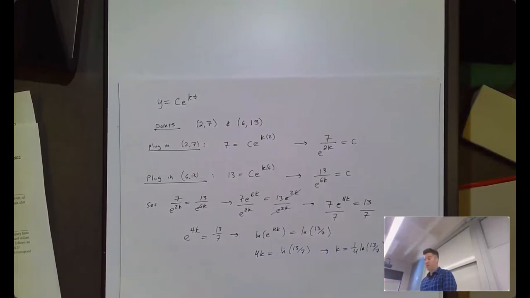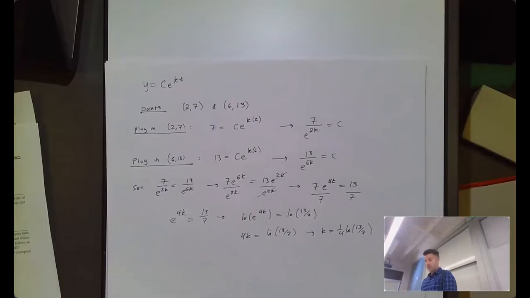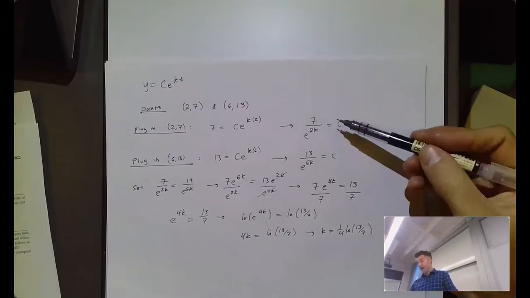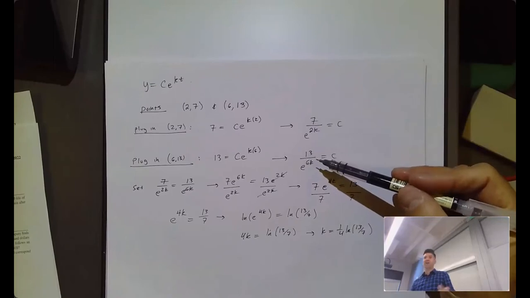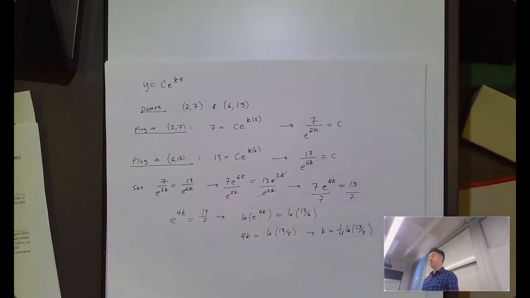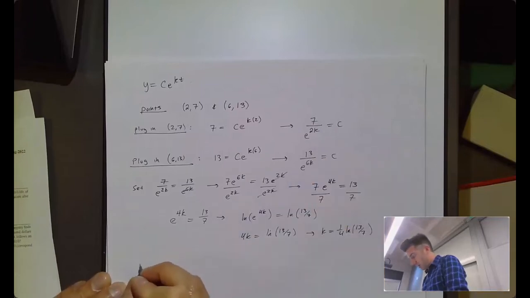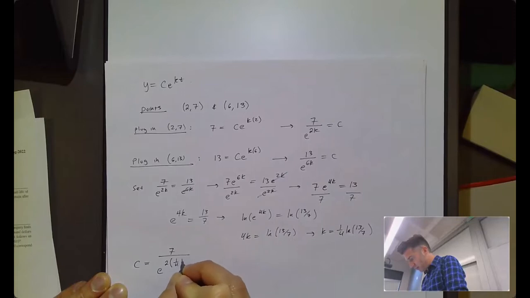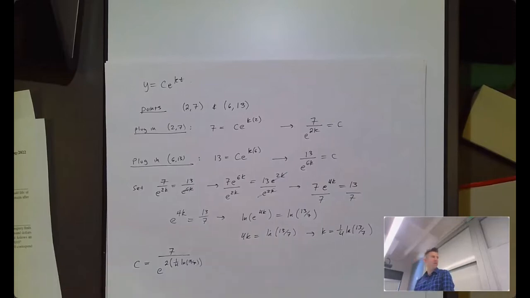All right. So then to figure out what C is, you can go back to either one of these equations. It's going to look a little different depending on which one you pick, but they're both going to be the same. So if I plug it into the first equation, I'm going to get C equal to 7 over e to the 2 times 1/4 times natural log of 13/7, which looks pretty terrible.